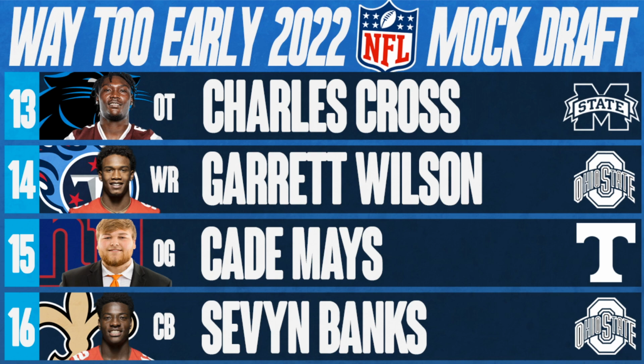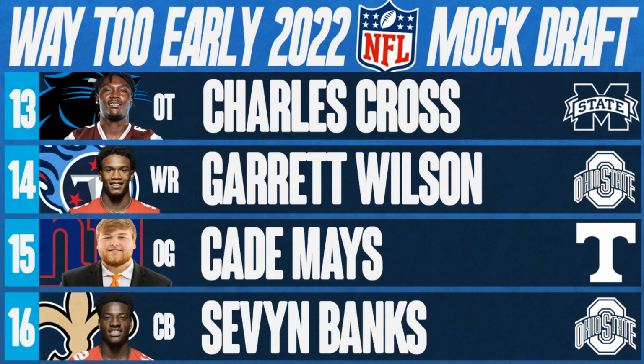And then for the Titans, first receiver off the board is Garrett Wilson. I think receiver was a position of need for the Titans going into this draft, and they really didn't address it in a big way. But Garrett Wilson could be the best receiver in the 2022 draft class, and the Titans need to address that position and give a true weapon outside of A.J. Brown. So I think Wilson makes a ton of sense at that spot.